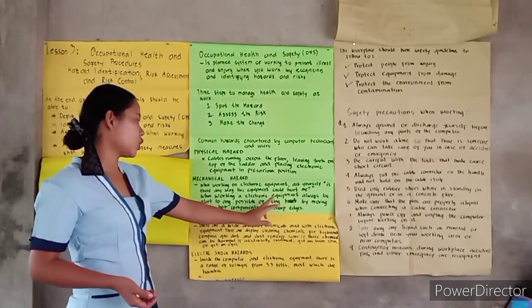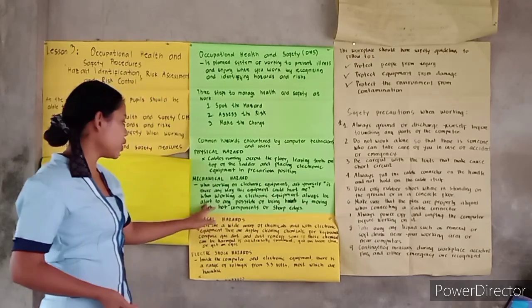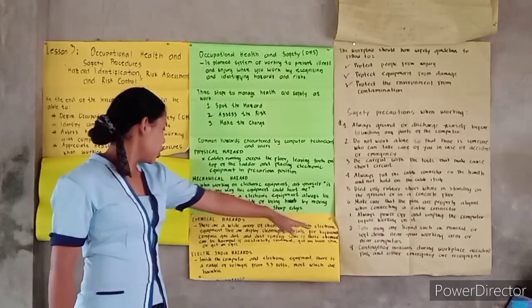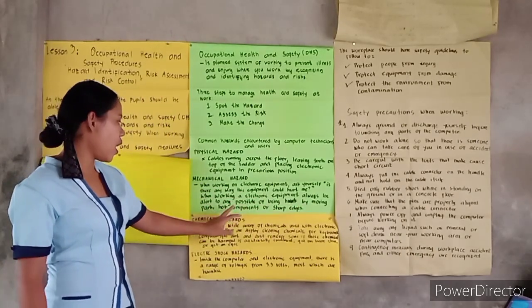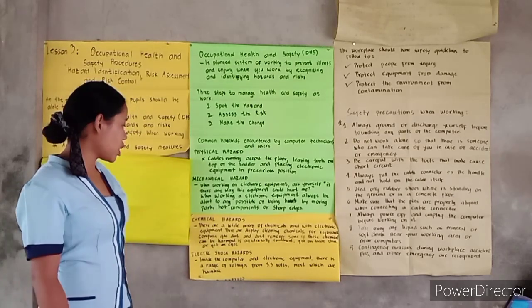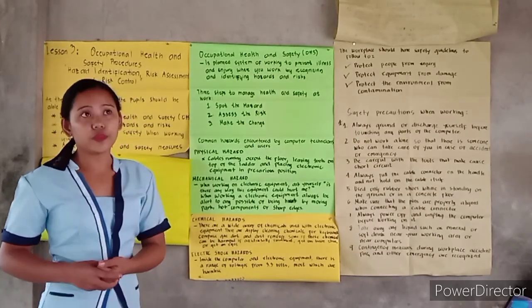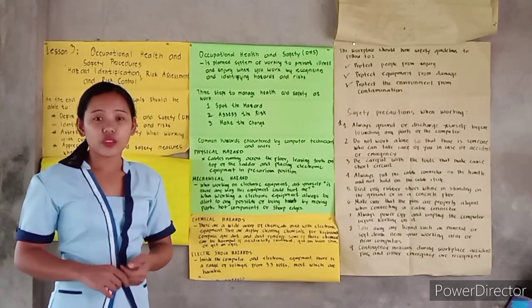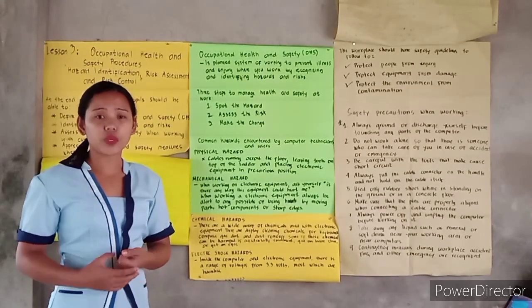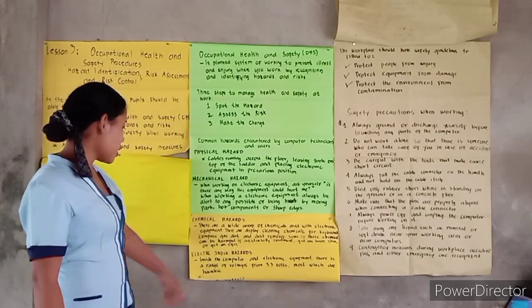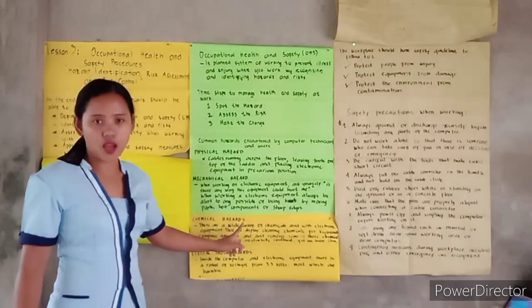When working on electronic equipment, always be alert to any possibility of being hurt by moving parts, hot components, and sharp edges. Mostly, there is equipment whose edges are sharp, so you should be careful when dealing with that. So the next is chemical hazard.